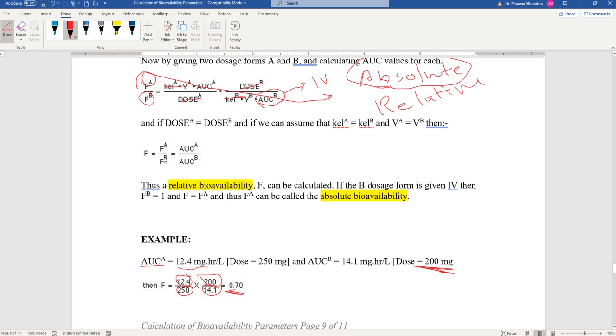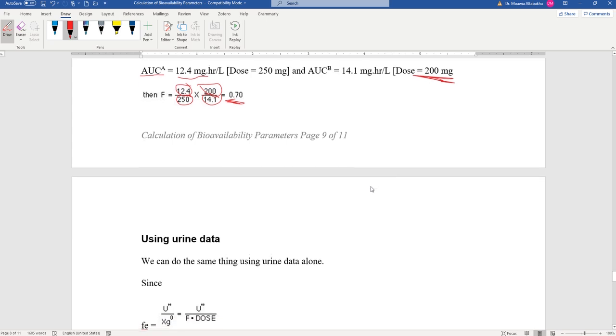Okay, for relative, if I'm comparing relative, it can be less than one, but also it can be more than one. Why? Because maybe my test product AUC is bigger than the reference product AUC. For example, maybe my intramuscular administration is better than the oral administration. So in this case, it can be more than one. So if I'm talking about relative, it can be more than one or less than one. If I'm talking about absolute, it can never be more than one. I hope this is clear.